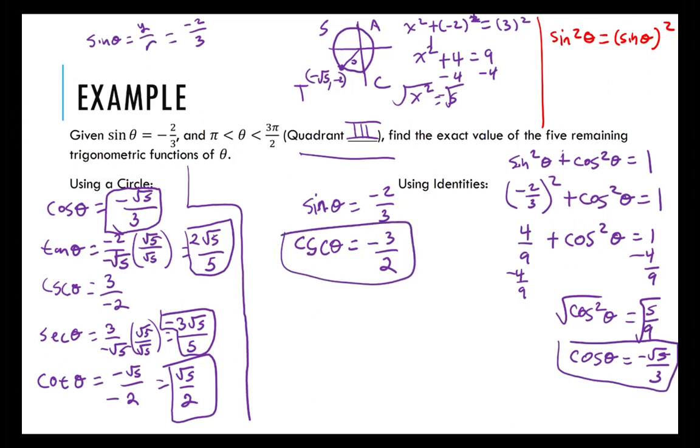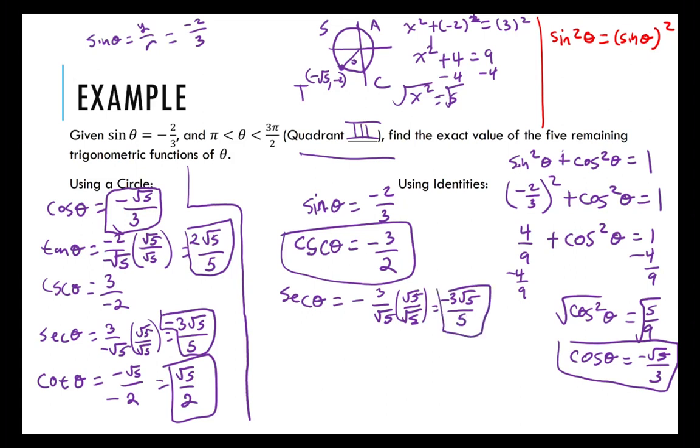So what's missing? Well, we get secant of theta for free. That's going to be negative 3 over root 5. And if we need to rationalize, multiply times root 5 divided by root 5, which then gives us negative 3 root 5 divided by 5.